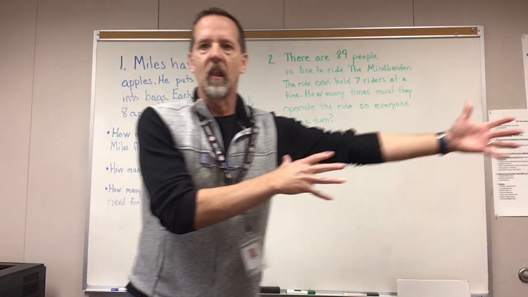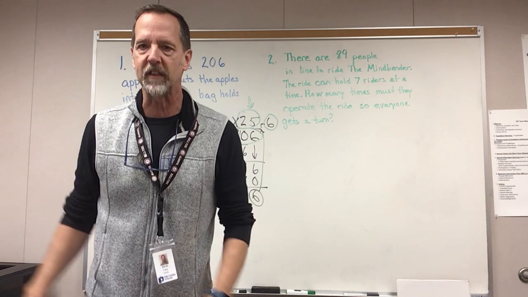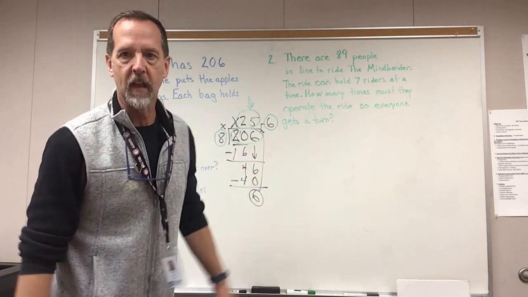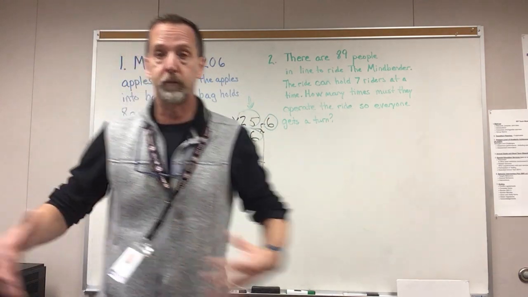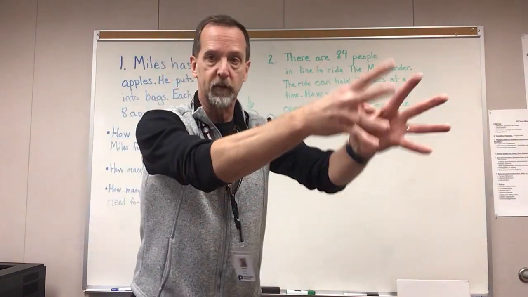There are how many people in the line? 89 people. Okay? It must be a good ride for 89 people to stand in line to ride it. How many people can get on it at one time? 7. So as those 89 people are standing there, they're going to start taking them in groups of 7. 89 people. Group of 7, group of 7, group of 7.